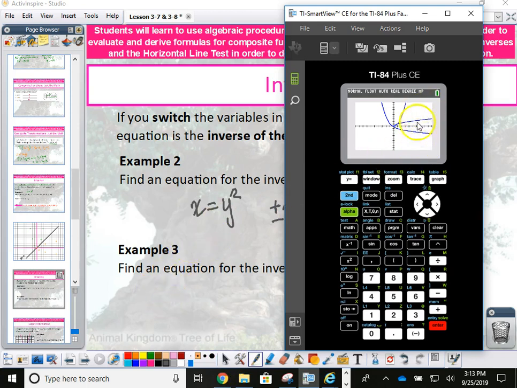Here it's not a function because we reflected it over the line y equals x, right? What happens when you reflect a vertical line over the line y equals x? Right, it's a horizontal line. So couldn't we have run a horizontal line test here? And if it failed the horizontal line test, that means it doesn't have a function.